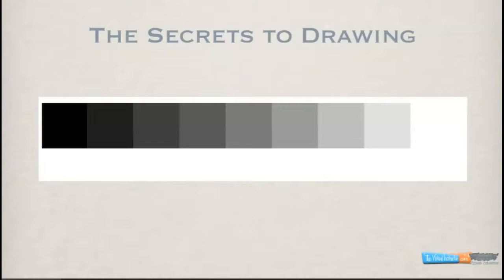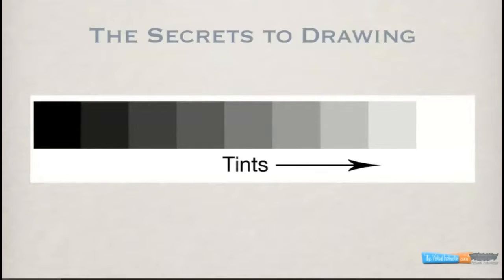This is called a value scale, and it represents 9 different values, from the darkest darks to the lightest lights. You see, we see in a full range of value. Everything we see has the darkest darks and the lightest lights. The lightest lights on a value scale are called tints. Tints are the lighter values that we see.